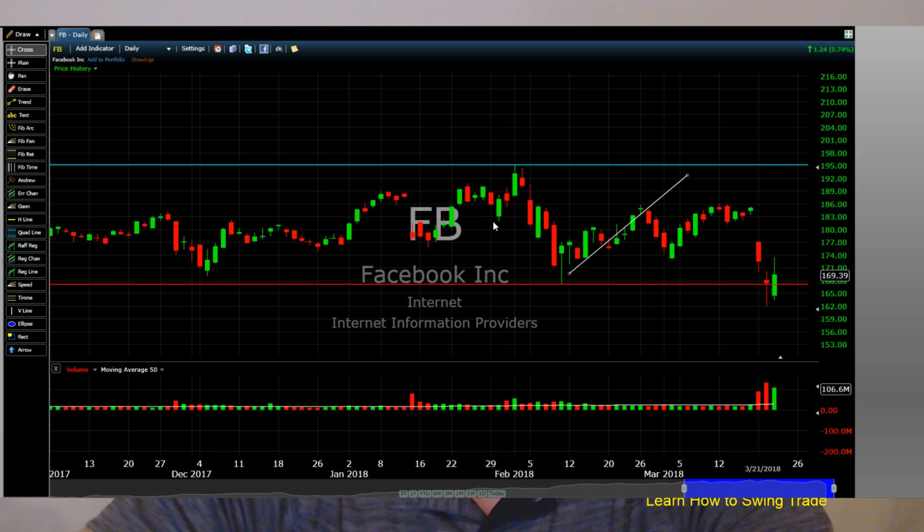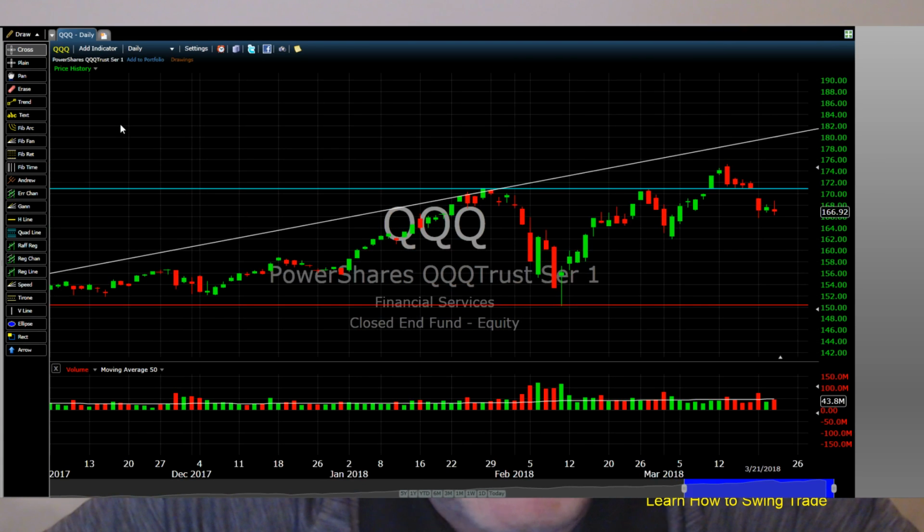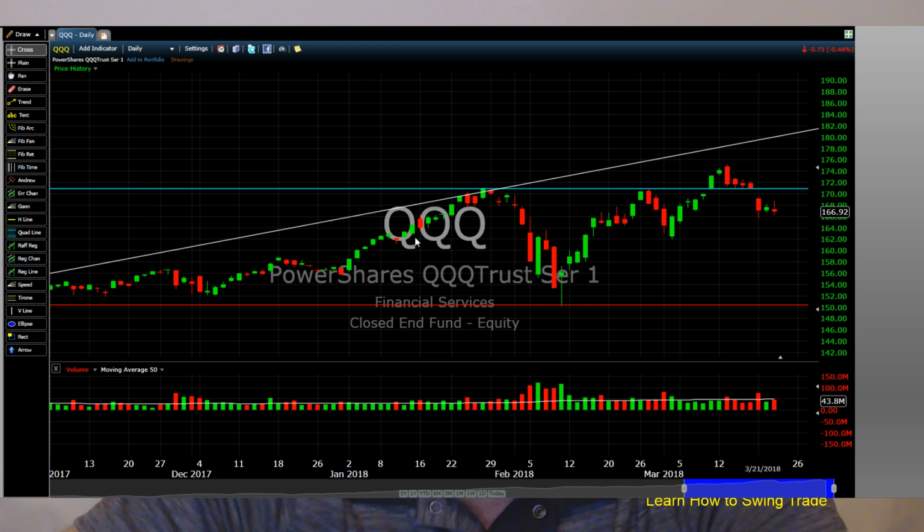It doesn't represent an index, only its own company. So whenever you find ETF, like if we take another one, here is PowerShares Trust One, so QQQ, this is another ETF, but here they don't put ETF, but it is an ETF. The main thing is it says financial services, closed-end fund, equity. And from my chart, you will find a list of ETFs if you are interested.